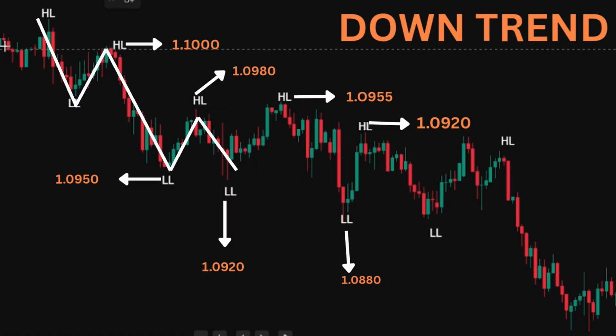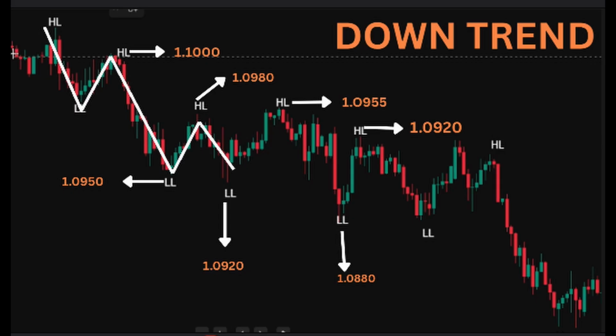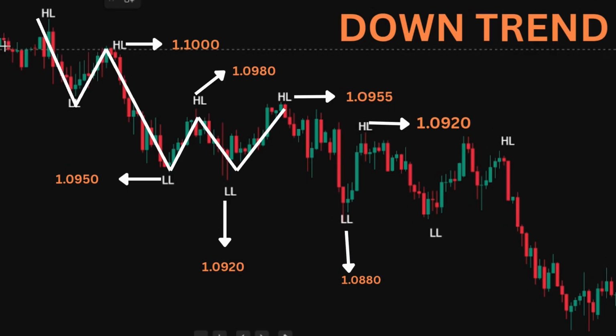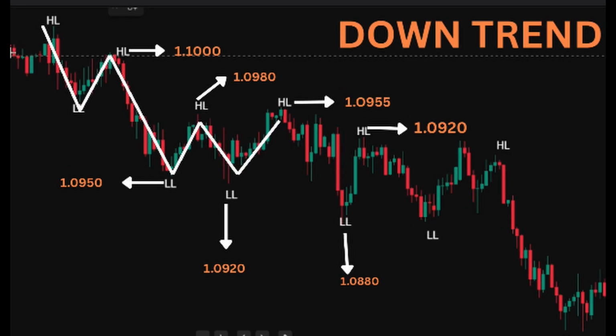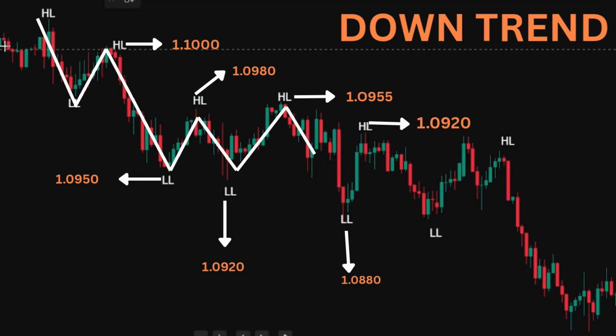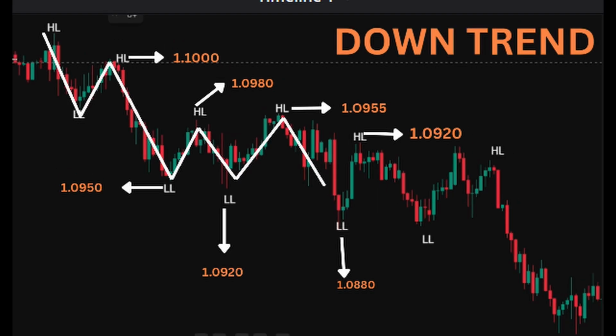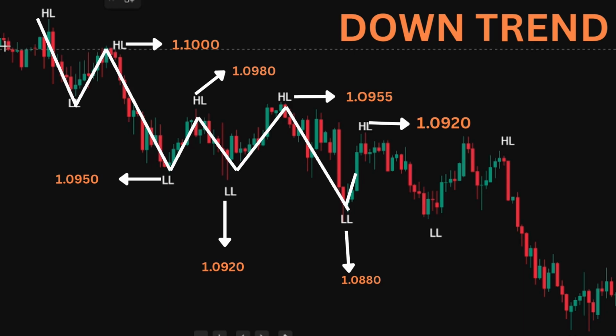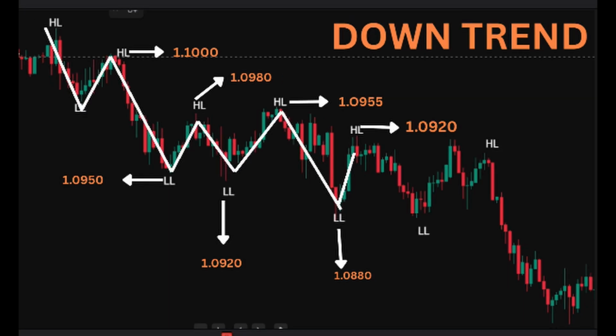Drops again to 1.0920. That's a lower low. Bounces to 1.0955. That's a lower high. Drops to 1.0880. Another lower low. Bounces to 1.0920, another lower high. That's clean bearish structure. Institutions are selling.